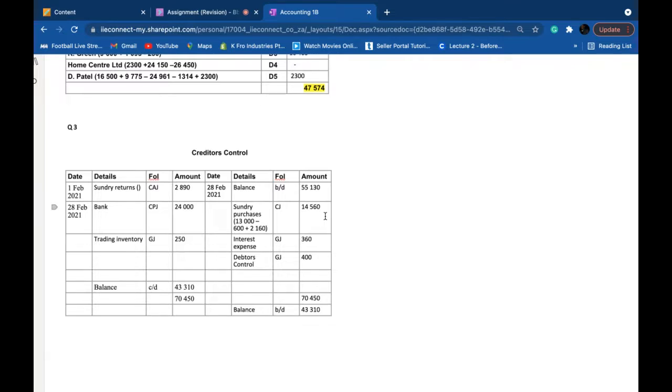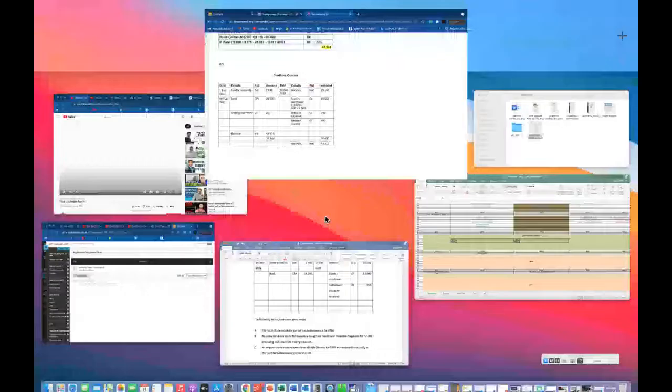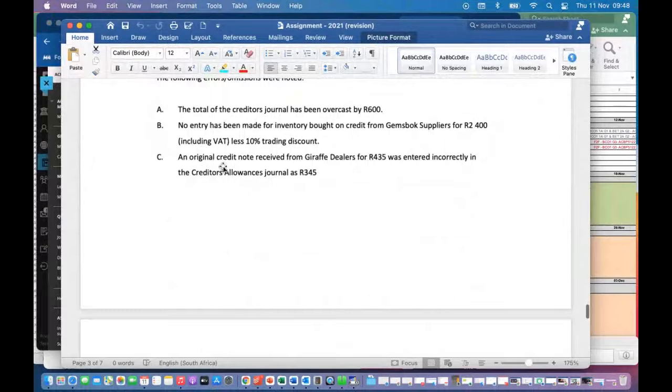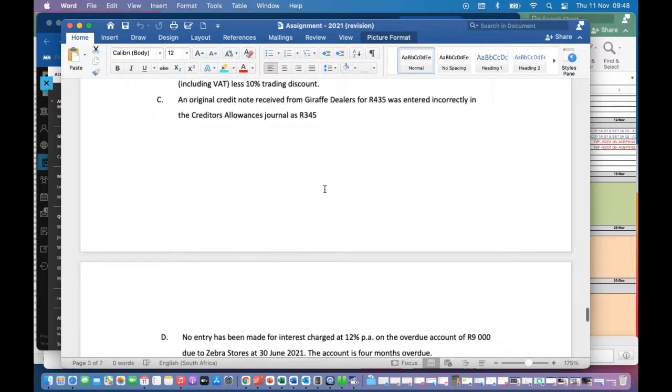Right, so we've dealt with A and B, and then C says, let me turn there for my online students. An original credit note received for 435 was entered incorrectly in the creditors allowance journal as 345. So when you see an error with an amount difference, where we recorded the amount wrongly, the first thing you want to do is work out the difference between 435 and 345. That should be 90 Rand.